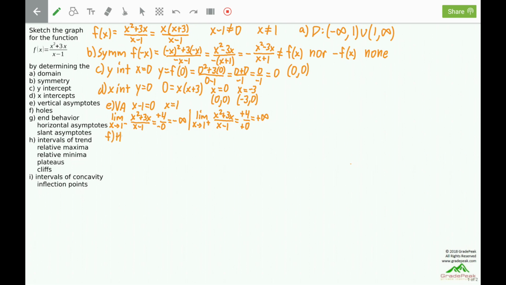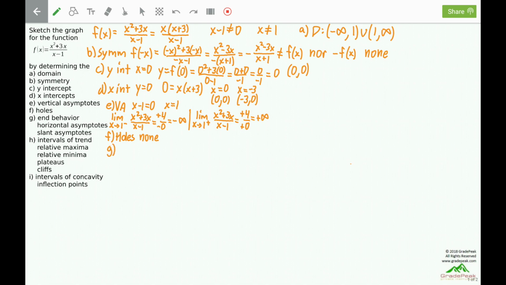For part F, we want to determine if there are any holes in the graph. This will happen when f of x is fully factored and there are factors from the numerator that will fully cancel with the denominator. We had no factors that would cancel, so for holes there are none.